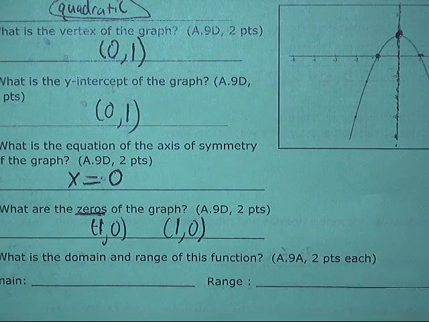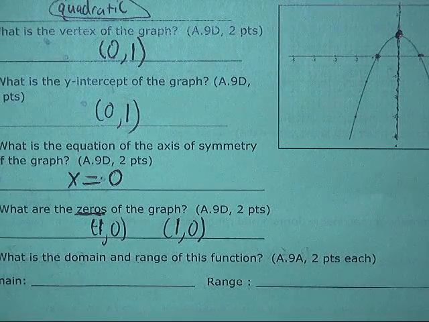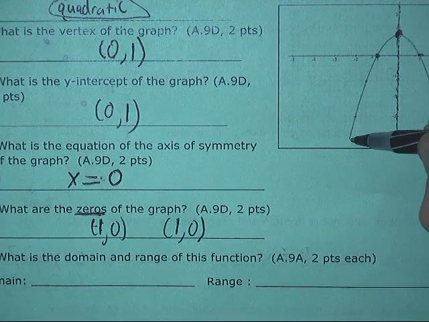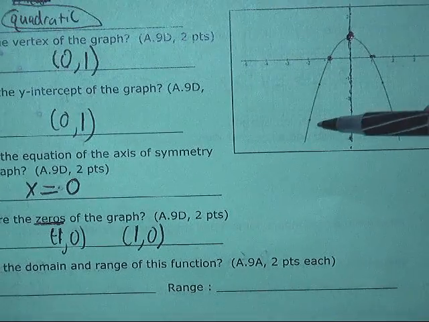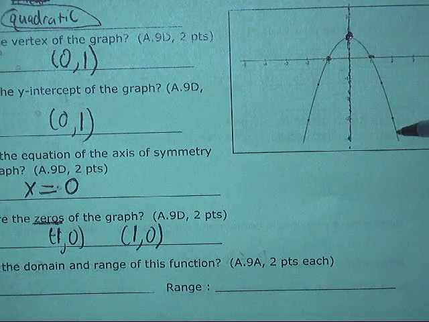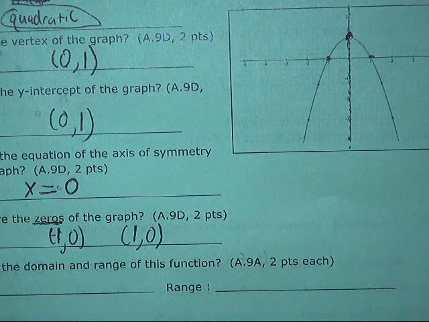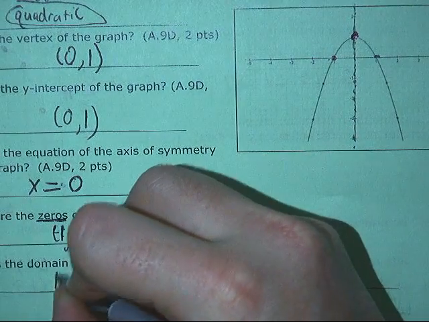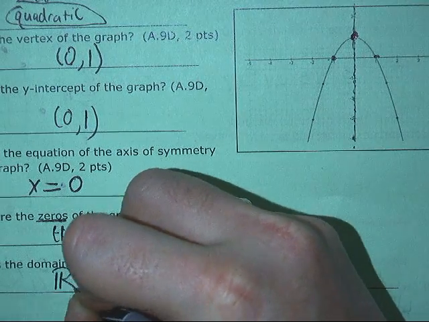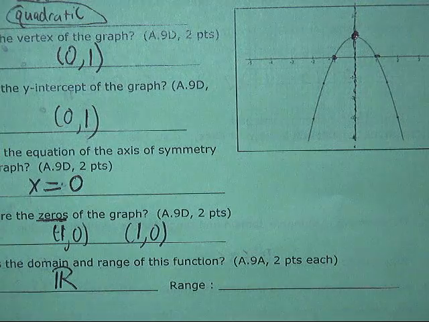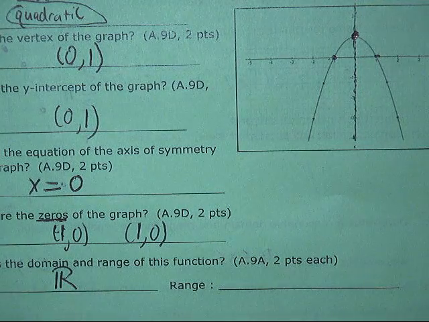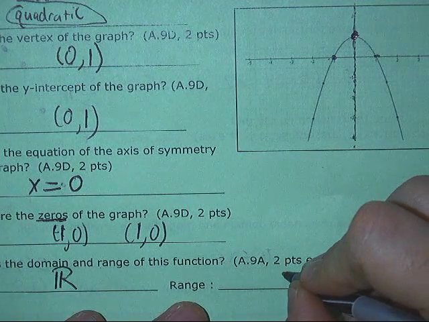Now, what is the domain of this function? Well, if I'm talking about a situation, I have to restrict the domain. However, this is not a situation. This is just a straight graph. In that case, when we're talking about graphs with no situations, it will always be all real numbers, which we can abbreviate using that italicized or double barrel R. Now, range. Range, we're still going to write the exact same way.